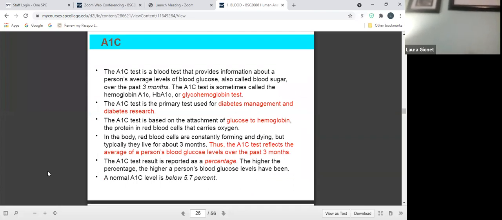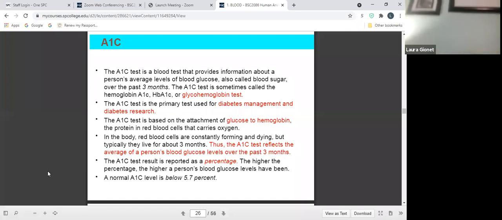A1C, you're going to see this a lot in different programs as well, whether you're in nursing, or going into PA school, or even becoming a med tech, not a medical assistant, but a med tech working in the labs. The A1C test is a blood test that provides information about the person's average levels of blood glucose, also called blood sugars, over the past 3 months. And the A1C test is sometimes called the hemoglobin A1C, or HbA1c, or the glycohemoglobin test.